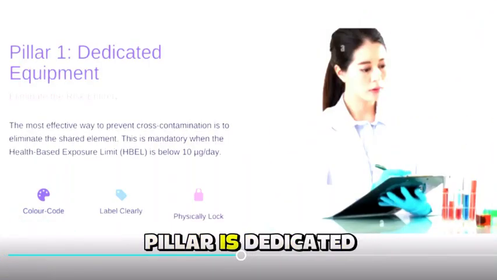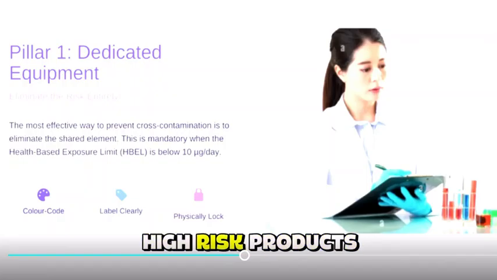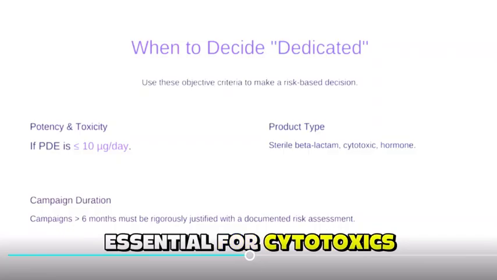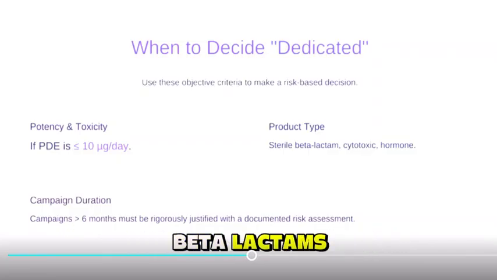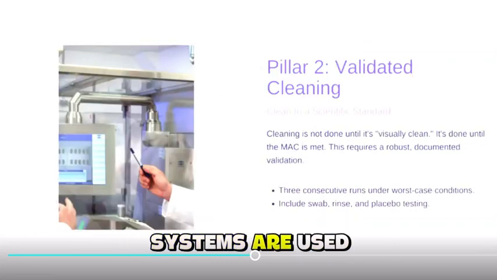The first prevention pillar is dedicated equipment. It's mandatory for potent drugs and high-risk products where HBL limits are extremely low. Dedicated equipment is essential for cytotoxics, hormones, and sterile beta-lactams. Regulators expect strong justifications if shared systems are used.